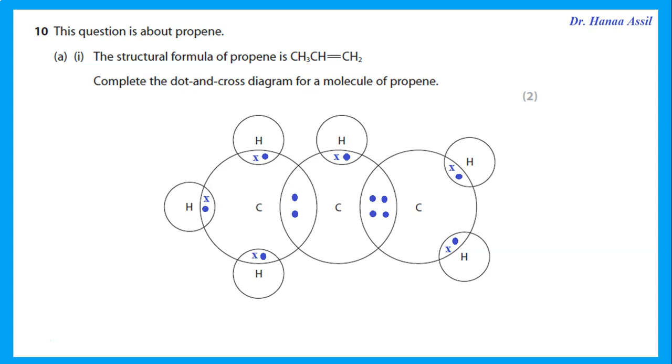So that carbon on the left already got 3 electrons from the 3 hydrogens, so it needs only one more from the neighboring carbon. But the carbon in the middle, it got 1 from the carbon on the left, 1 from the hydrogen on top, so it still needs 2 more. So it's going to get it from the neighboring carbon on the right. So this is the overall dot and cross diagram for propene.